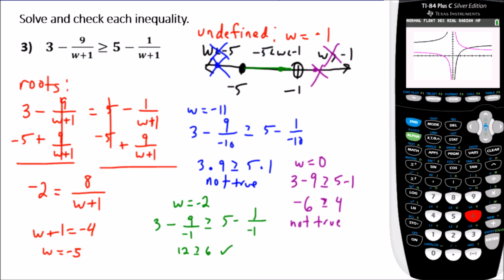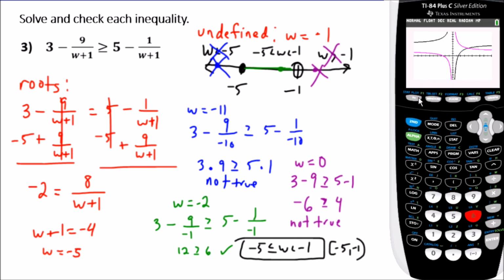So it's just this interval here, but to write our answer out formally, we have to include -5 in our solution because it's a root. So we've got -5 is less than or equal to w, which is less than -1. -1 is not included because that's where the rational expression was undefined. So we could write our answer this way, or we could say from -5 to -1, bracket around -5, parenthesis around -1. And the last thing we'll do is look at the graph, and this segment on the left should be above this graph only between -5 and -1.